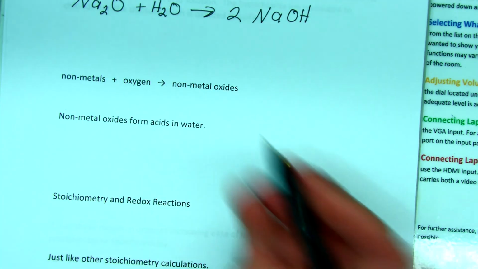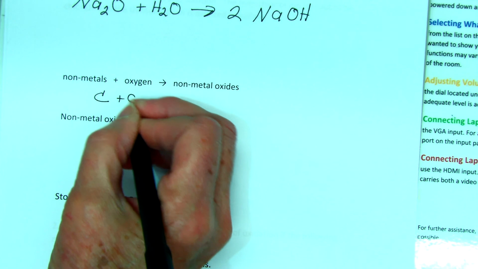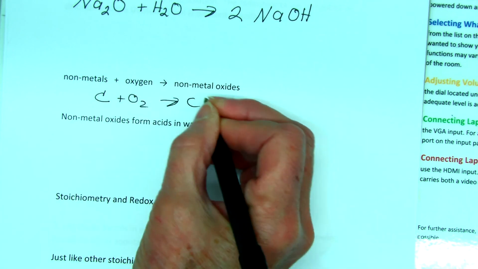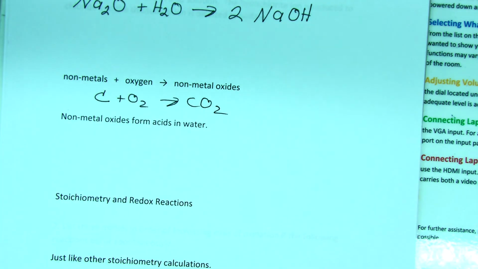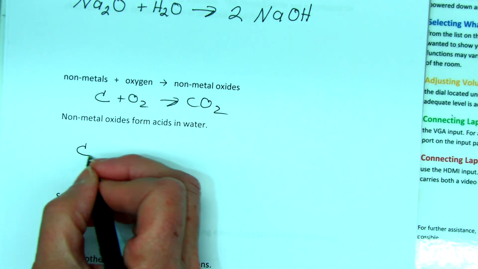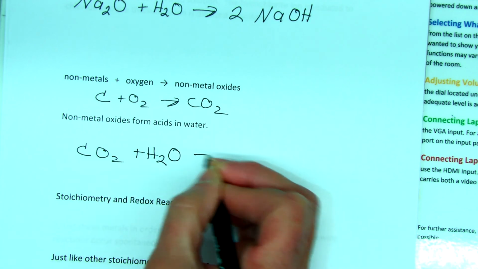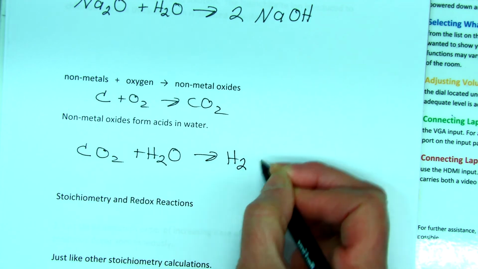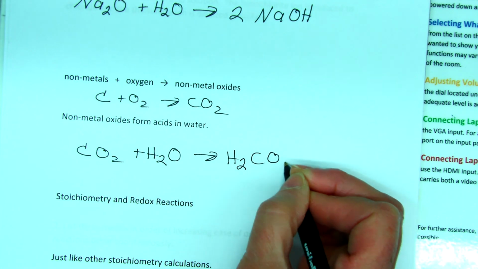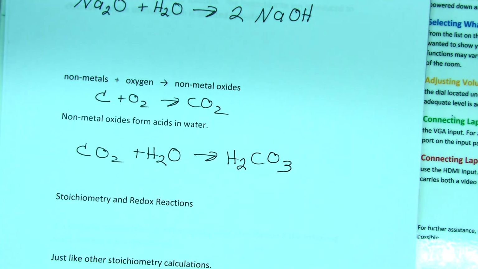When we have nonmetals, things like carbon reacting with oxygen, we make nonmetal oxides, carbon dioxide or sulfur dioxide. And then these nonmetal oxides can react with water, and when they do that, they make acids, like carbonic acid or sulfurous acid or sulfuric acid. So there's a lot of chemistry going on that is redox, not just single replacement.